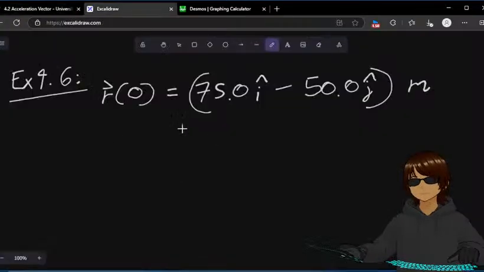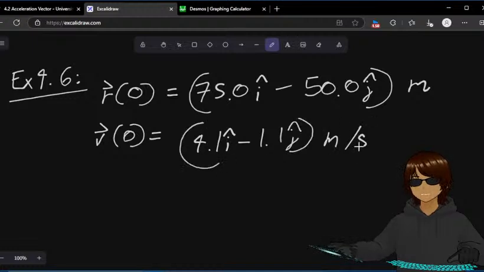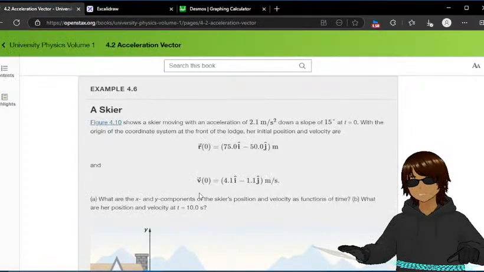Initial velocity is 4.1 i minus 1.1 j meters per second. What are the x and y components of the sphere's position and velocity as a function of time? What are its position and velocity at t equal to 10 seconds?